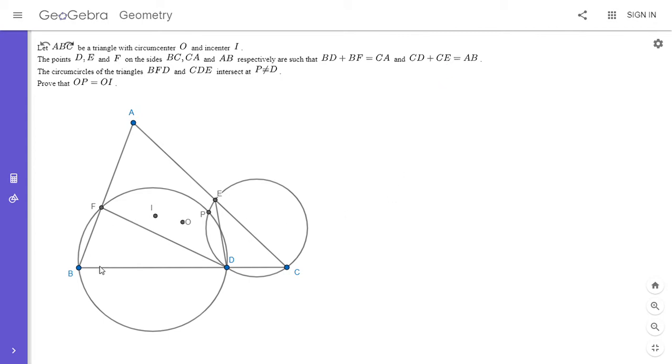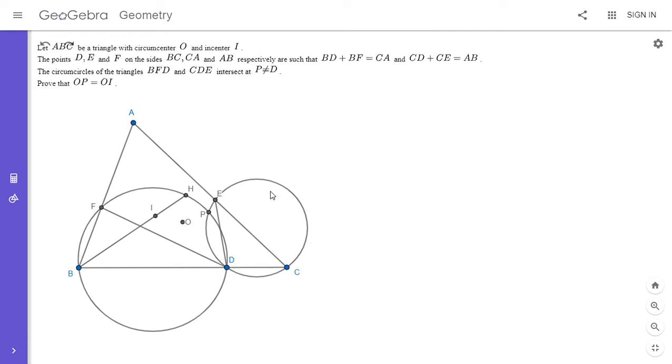One thing that I notice is BI is an angle bisector of angle FBD. And we know that the angle bisector of an angle in a circle meets that circle at the midpoint of the corresponding arc. So I'm going to draw in line BI, and let it meet the circumcircle at H. And so H has to be the midpoint of arc FD. I'm going to mention this later on.